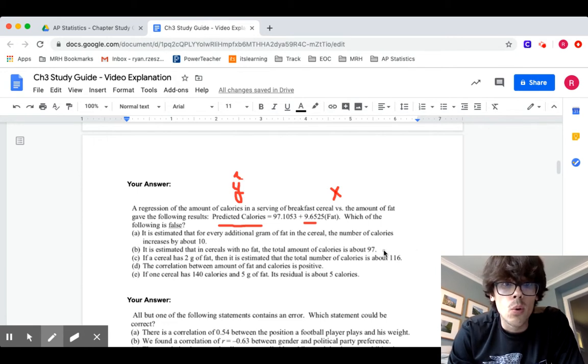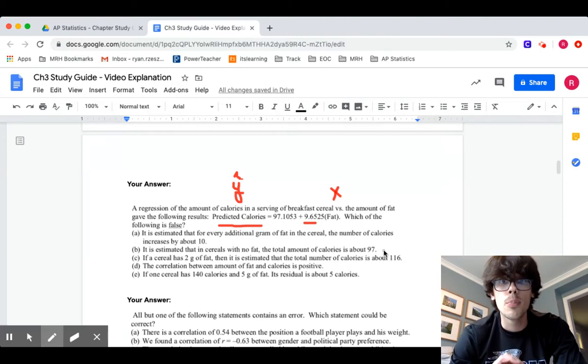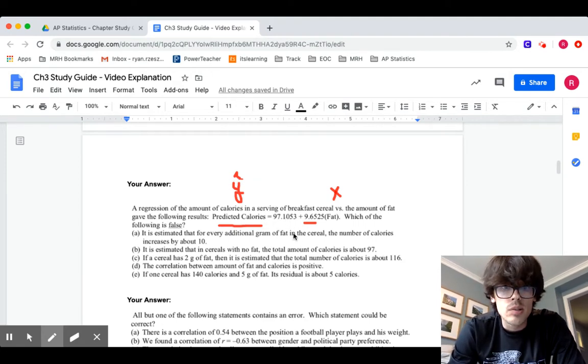B is giving an interpretation for the y-intercept, which is when there is 0 of x, so no fats. The predicted y value, predicted number of calories, is supposed to be about the 97 right there, which is plausible, so that's totally good. C, if a cereal has 2 grams of fat, then it's estimated the total calories is around 116. What you would do for that is just plug a 2 right in here and type it in the calculator. Just plug in for x, see what you get. It is pretty close to 116, so that is going to be a true statement as well.